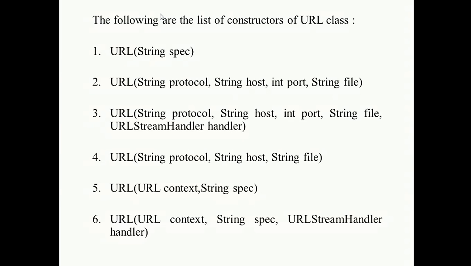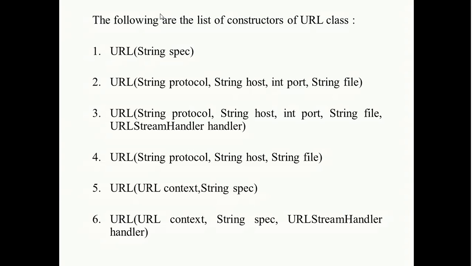See some constructors of the URL class. There are total 6 constructors of the URL class. First is URL having one parameter, string spec, that is a specification. Second constructor is URL having 4 parameters: string protocol, string host, int port and string file. Third constructor is URL having the parameters string protocol, string host, int port, string file and URL stream handler.